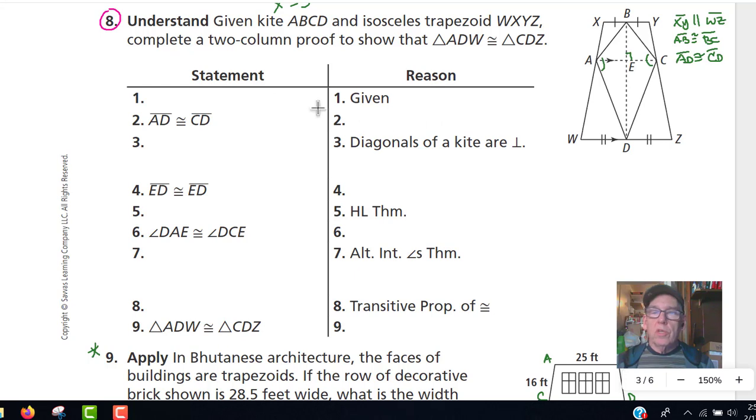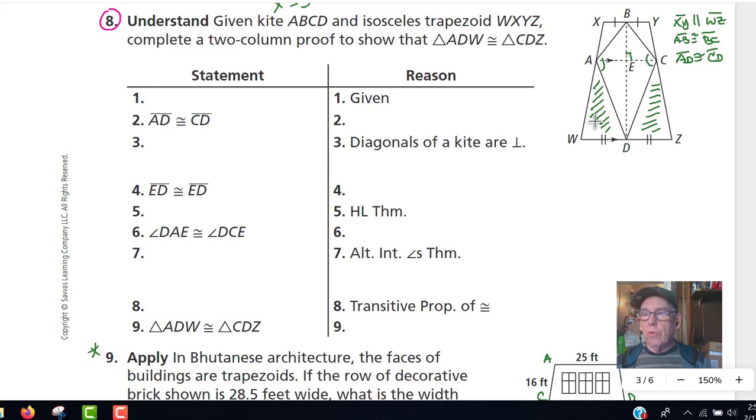And what do we need to show? I want to prove that triangle ADW, which is this triangle here, is congruent to triangle CDZ, which is this triangle here. So I want to prove those two triangles are congruent. So let's see what we can do with that.